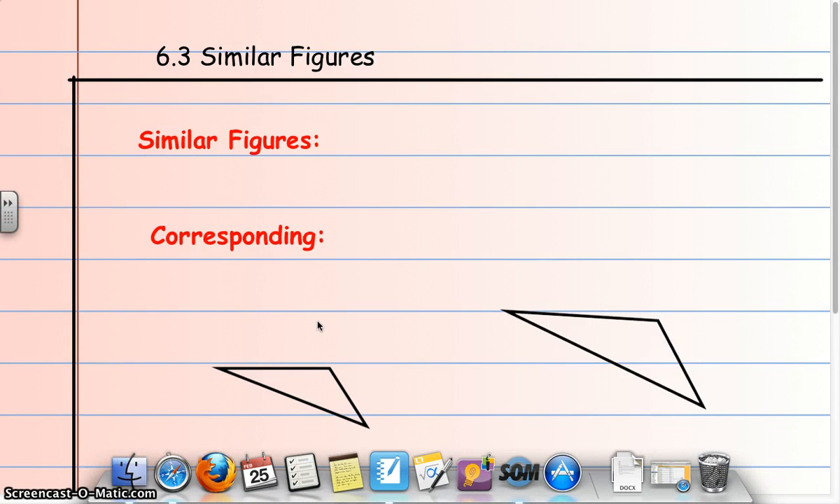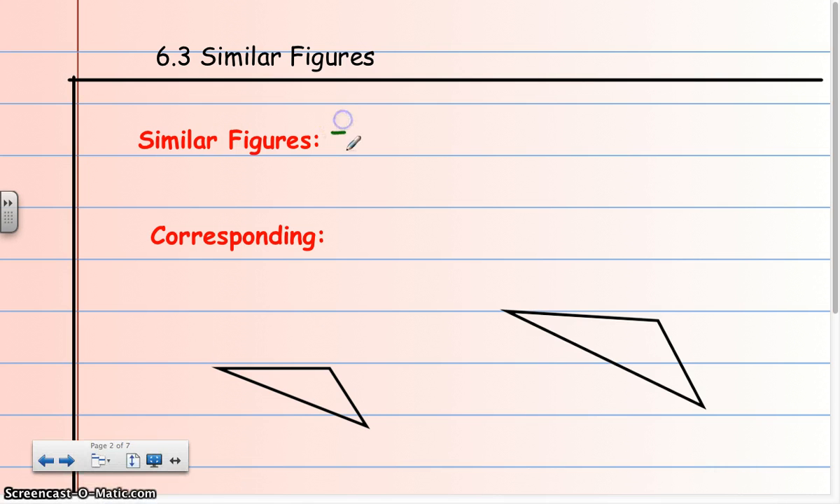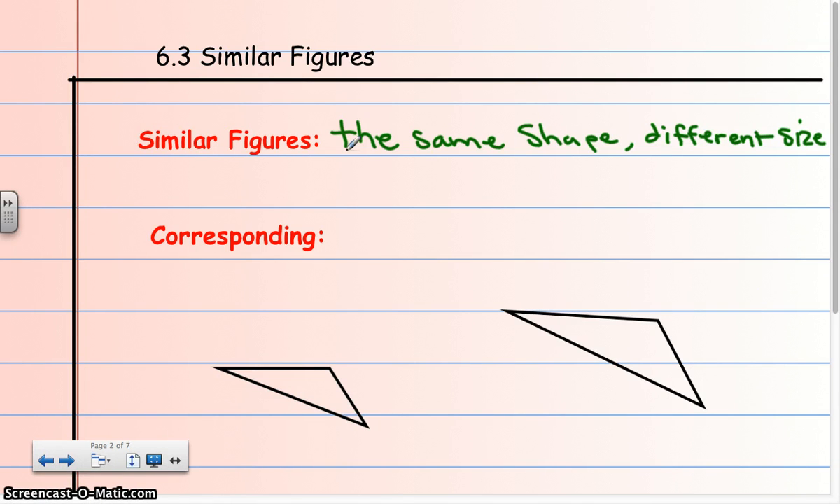3. We are talking about similar figures. And what similar figures is, it is the same figure, or I'm going to say shape, the same shape. The only difference is they are of different sizes. So the same shape, different size. That is the definition of similar figures.